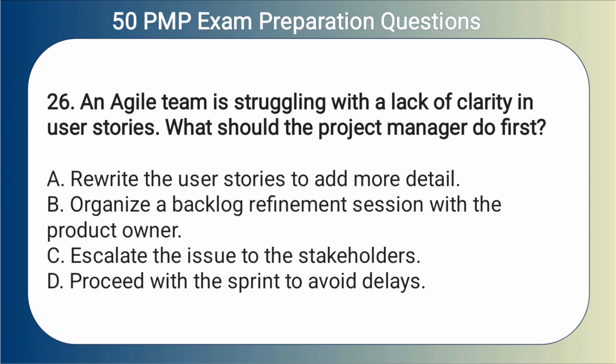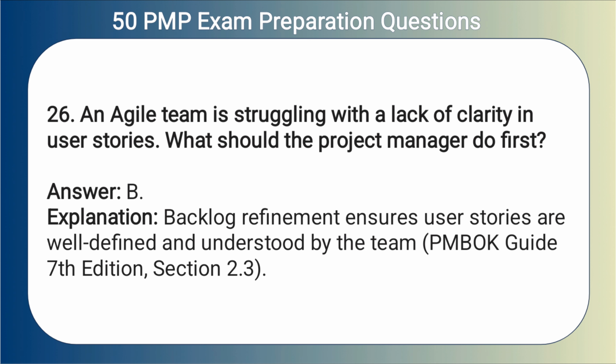26. An Agile team is struggling with a lack of clarity in user stories. What should the project manager do first? A. Rewrite the user stories to add more detail. B. Organize a backlog refinement session with the product owner. C. Escalate the issue to the stakeholders. D. Proceed with the sprint to avoid delays. Answer: B. Explanation. Backlog refinement ensures user stories are well defined and understood by the team.